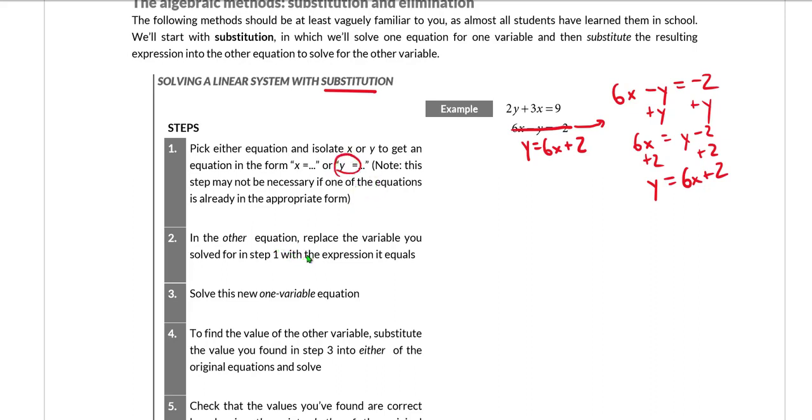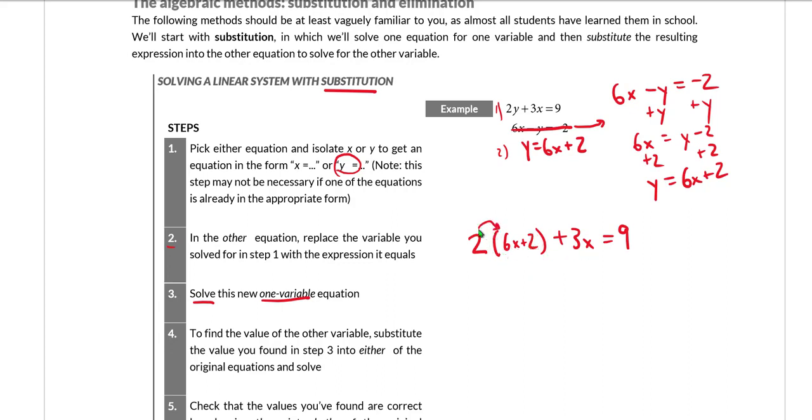In the other equation, this is step 2. In the other equation, we are going to replace y, the variable that we solved for in step 1, with 6x plus 2. So in the first equation, I'm going to substitute, that's why this method is called substitution, for y the 6x plus 2 expression that I just found in step 1. And now I have an equation with only one variable that I can solve for, the value of that variable x.